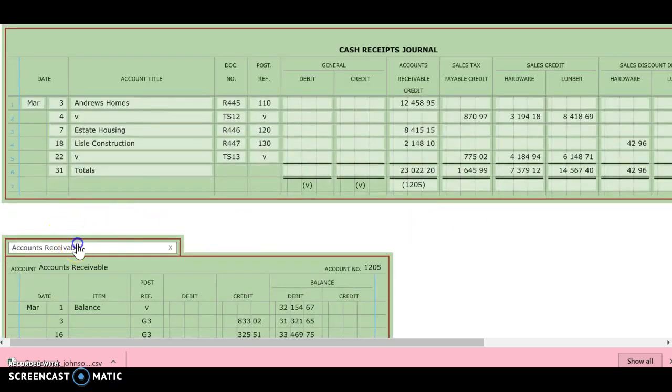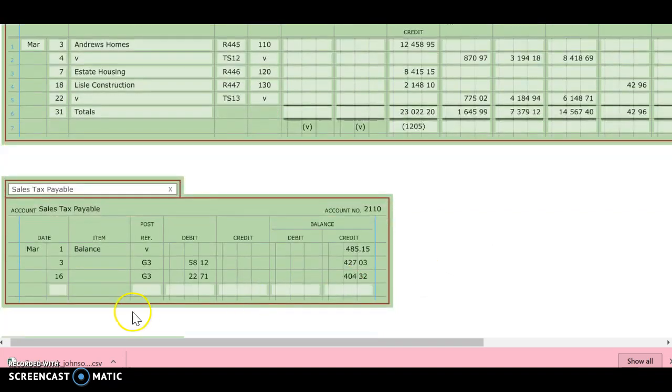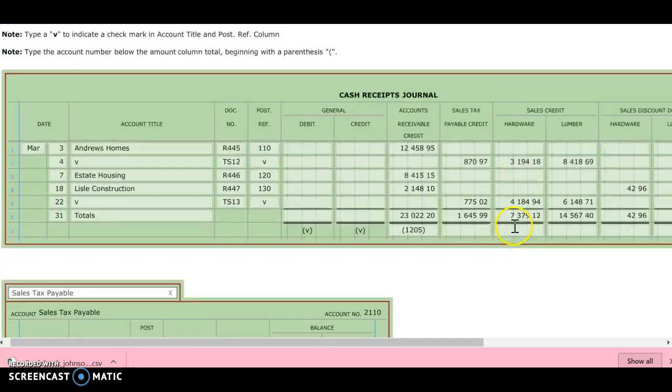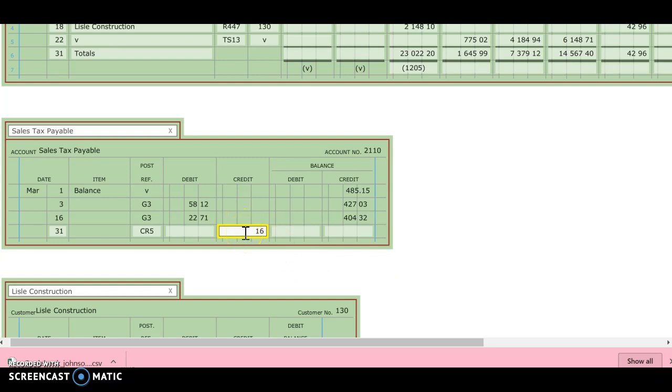Next one, sales tax payable. The date is the 31st. CR5. I have a credit to that account of $1,645.99. My new balance then for my sales tax payable is going to be $2,050.31. Account number 2110. Remember, start with those parentheses.